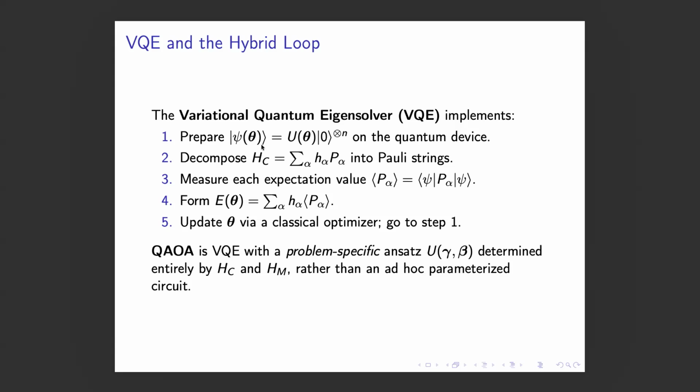Then, in step 4, when we have evaluated these expectation values, we go back and get the expectation value of the energy for the specific angles, and then we update theta with the parameter shift rule, if we can do that, depending on the angles. And then we go back to step 1 and keep repeating. So the QAOA is actually a VQE with a problem-specific ansatz, which is determined by this HC and this HM, rather than an ad hoc parameterized circuit.